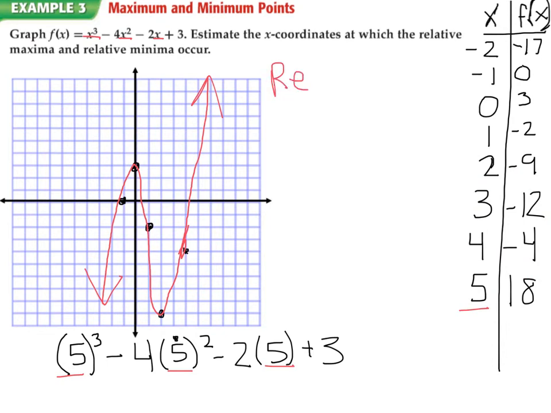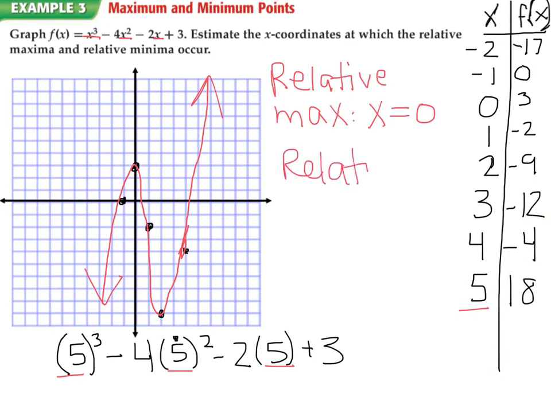So we're going to say that there's a relative max at x equals 0, and that there's a relative minimum at x equals 3.